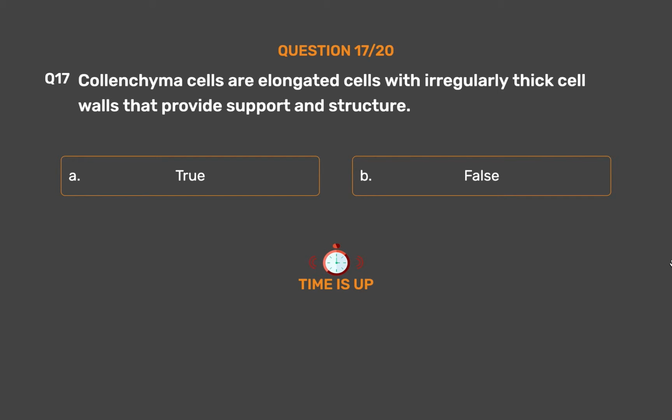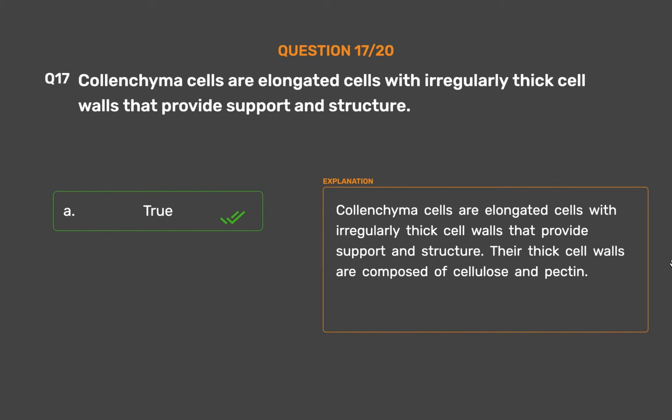The correct answer is option A. True. Collenchyma cells are elongated cells with irregularly thick cell walls that provide support and structure. Their thick cell walls are composed of cellulose and pectin.